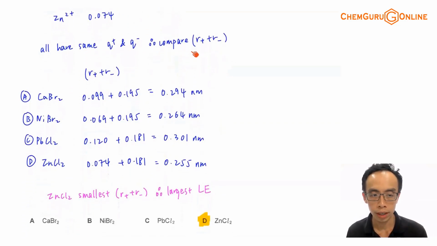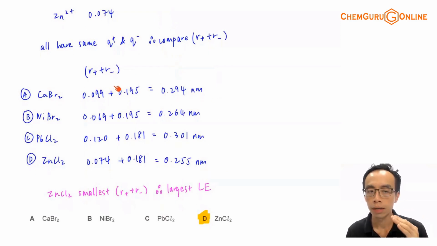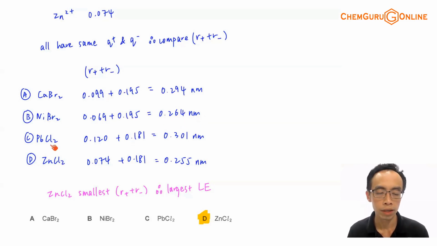So what I'm doing here is I just consider what is the r+ plus r- term for calcium bromide, nickel bromide, lead chloride, zinc chloride. So you notice I just add the two values together. The r+ plus r- term for A, calcium bromide, will be here, 0.294 nanometer. Involving option B, nickel bromide, the r+ plus r- term will be 0.264 nanometer. Involving lead chloride, it will be 0.301 nanometer. Zinc chloride will be 0.255 nanometer.